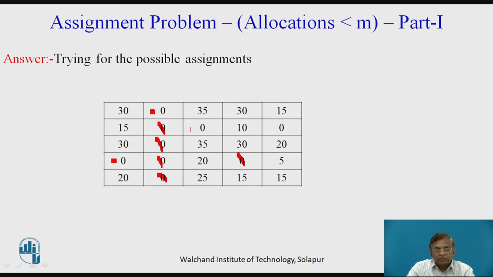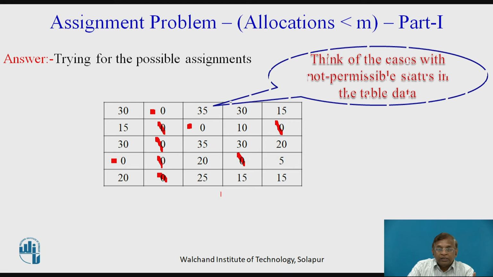The third column has a single 0 here, so we allocate that. And having allocated in the column, the additional 0 in that row we cancel out. So this is a very, very important step you have to adopt. Now this is how we have got the allocations, but we have got only 3 allocations.